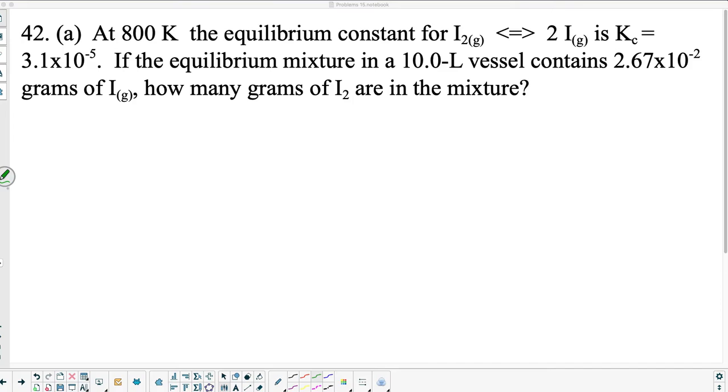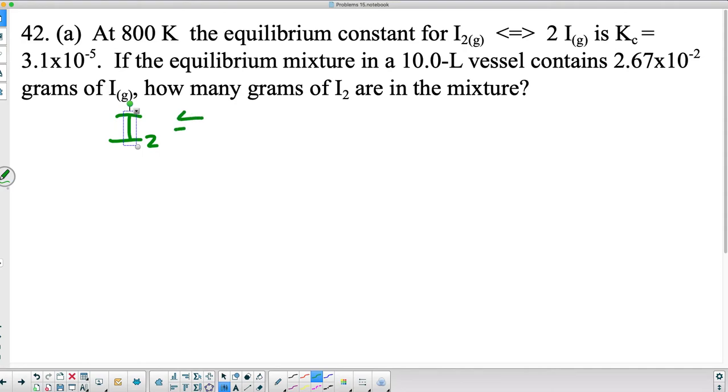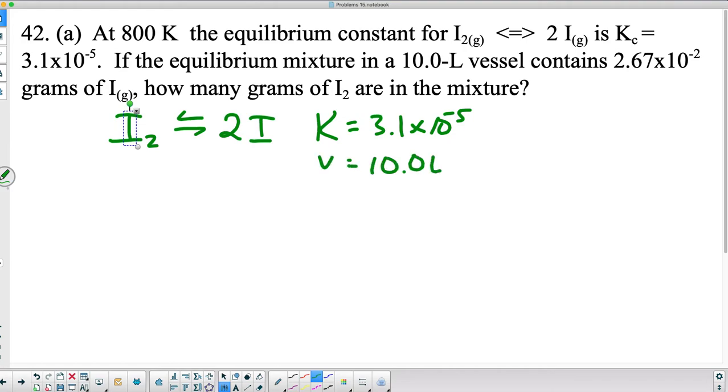At 800K, the equilibrium constant for I2, this is the equation. Okay, so I have I2 going to 2I. That means it's breaking the bond, and that forms I2 in the reverse direction. The Kc is given to me as 3.1 times 10 to the negative fifth. The equilibrium mixture is 10 liters, so I have a volume. The volume is 10 liters.